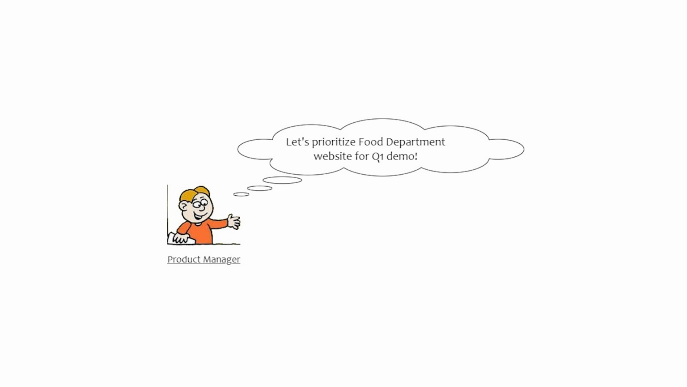To implement the technical plan, we need to zoom in under quarter planning and add quarterly deliverables. Let's switch back to the decomposition tab and add the business feature food department website as a quarterly deliverable.